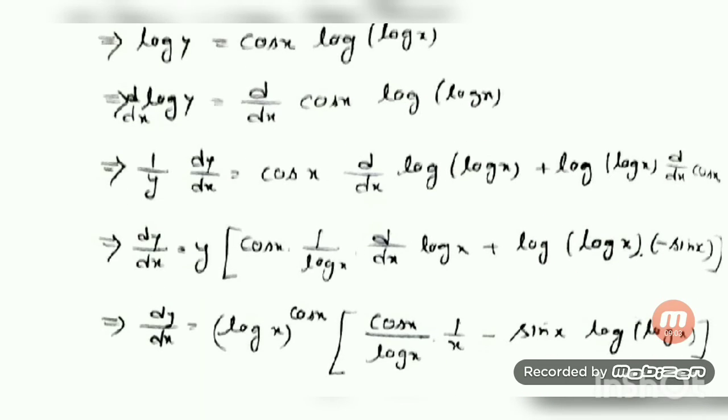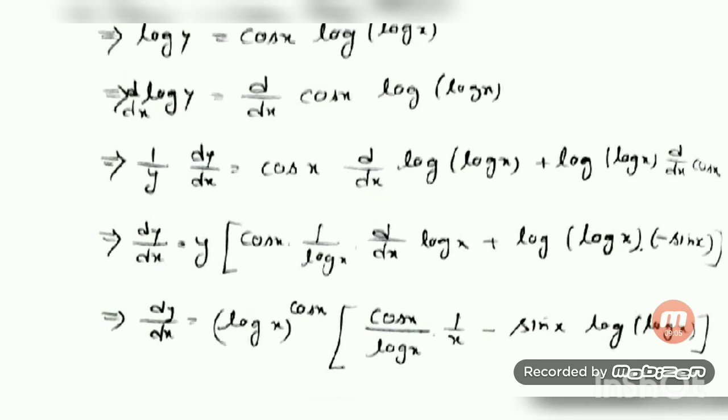Then take d/dx on both sides. d/dx of log y equal to d/dx of cos x into log of log x. After this, d/dx of log y is equal to what? 1 by y dy/dx. Here I have to use the u into v rule because this is a function of x and it is another function of x. So cos x into d/dx of the second expression, plus the second expression, that is log of log x, into d/dx of cos x. After this, y you bring to the right side, and on the left side only dy/dx will be left.